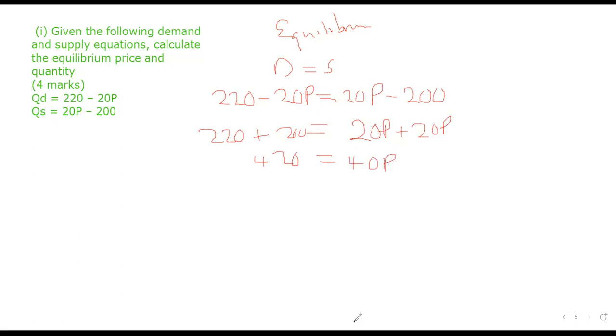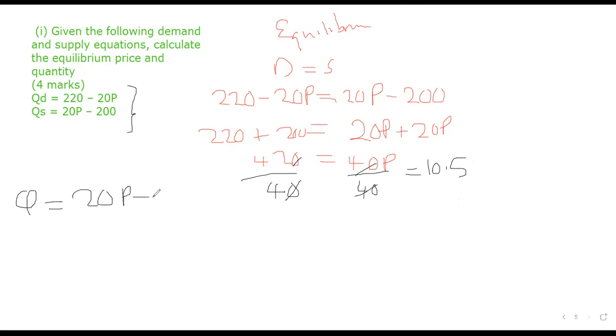Then at that point, what do we do? We divide both sides by 40. All right. So what do we have? P is 10.5. So what do we do to the 10.5? We replace it in the formula to find Q, whichever one, any of them. So here, our Q is equal to 20p minus 200. Where there's p, we put 10.5.